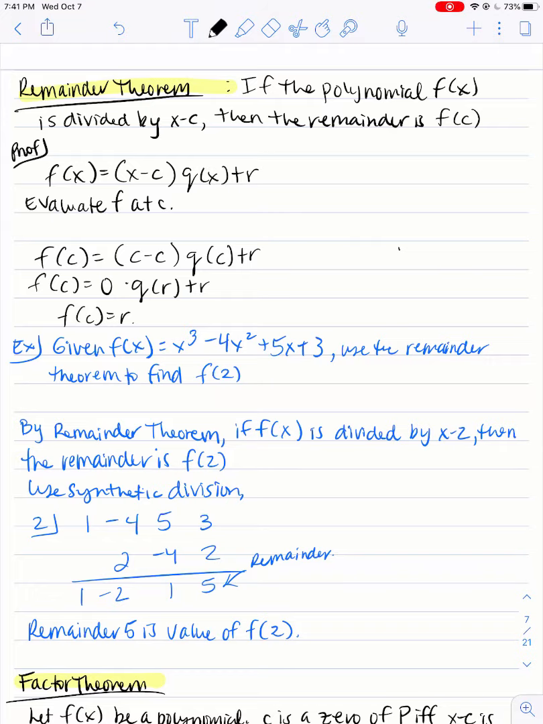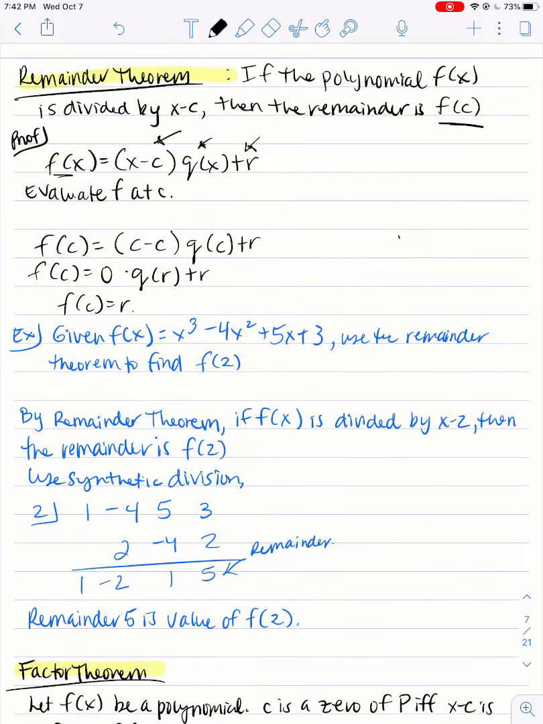So we have that f of x equals x minus c times q of x plus r. And that's because this is our division algorithm, right? So we're dividing f of x by x minus c, and q of x is our quotient and r is our remainder. So we're actually going to evaluate f at c, because we want to see what f of c is.